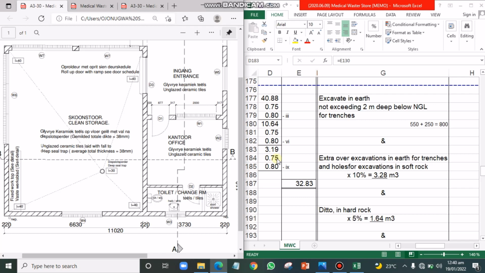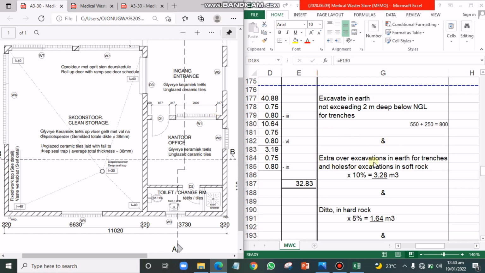So 0.75, which is the width, 0.80, still the same thing. Remember that I mentioned that the dimensions for the work underground, that is in the substructure, are the same throughout, irrespective of the block thickness. The block thickness becomes relevant when you move down to the superstructure, don't forget.